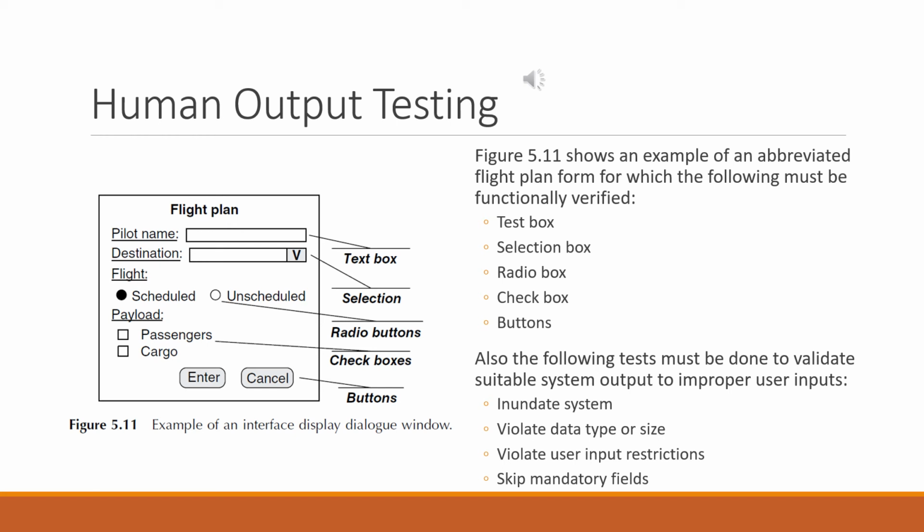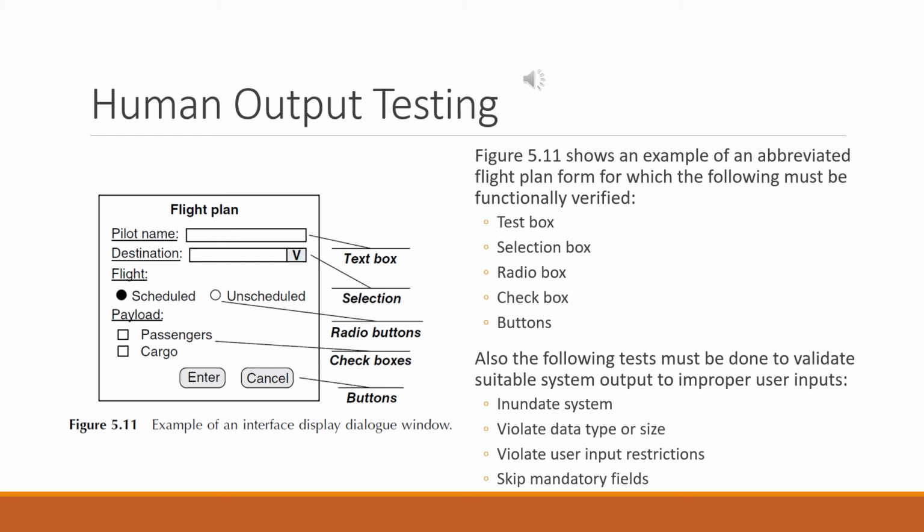Selection box. All relevant destinations are available for selection in the destination field. Radio box. There are only two possible types of flights available, scheduled and unscheduled, and only one type of flight can be selected and depicted in the flight field. Checkbox. There are two possible types of payload available, passengers and cargo, and either one or both may be selected as depicted in the payload field.